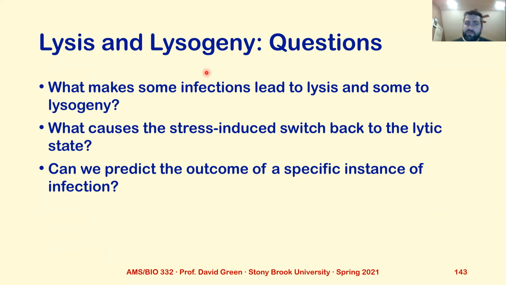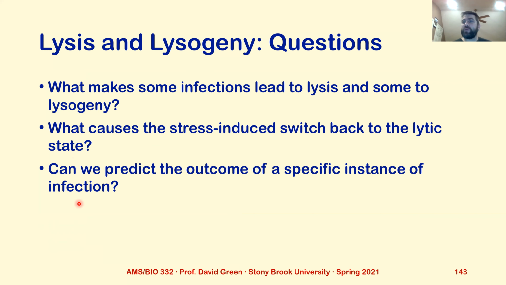These are sort of questions of what or why. That is, how do these things happen? What's controlling these? A related question is one of prediction. Can we predict the outcome of a specific instance of infection?